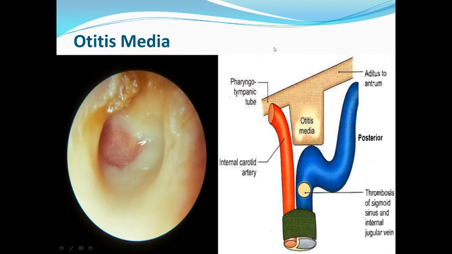Yes, it may erode the roof or the tegmental wall and spread the infection upwards, causing meningitis, and it can erode the floor. Yes, we have already discussed the floor, or the jugular wall, which can be eroded by the pus of the otitis media, and the infection will cause thrombosis of the sigmoid sinus and internal jugular vein. Yes, thrombosis of the sigmoid sinus and internal jugular vein, you can see. And it may spread backwards also, causing mastoid abscess. Yes, it may spread backwards, causing mastoid abscess too.